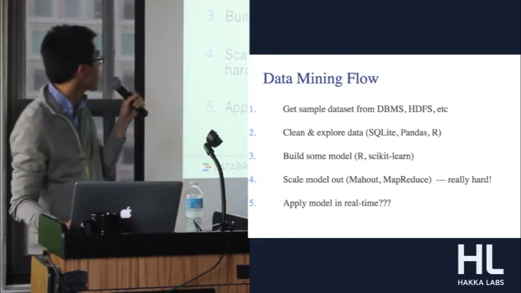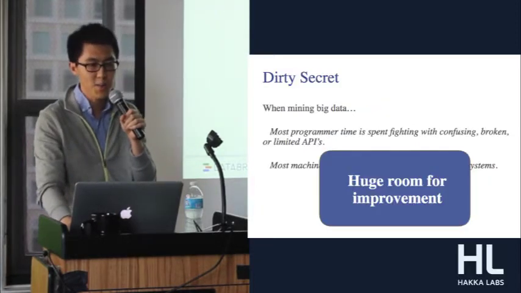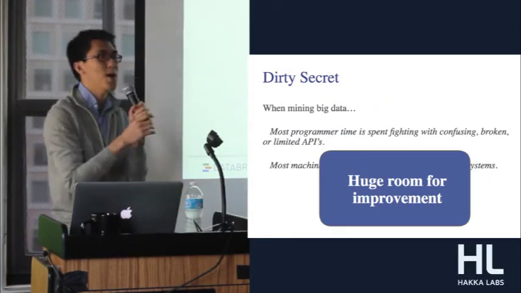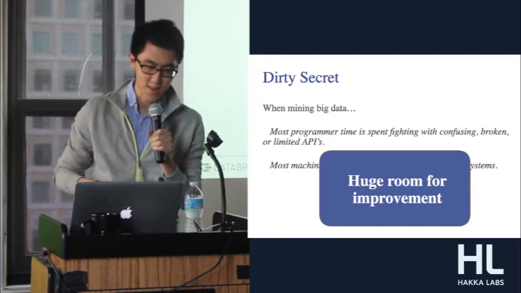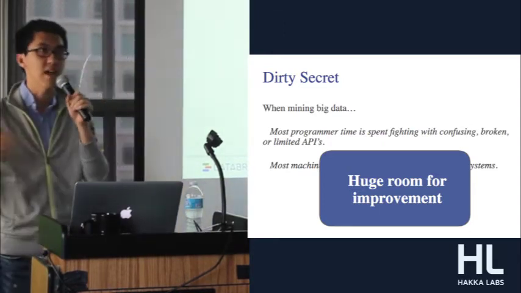So somewhere between 3, 4, and 5 is where a lot of the difficulties are. We made up this slide a while ago about the little dirty secret of big data right now. How do you scale model out? How do you scale analysis out?